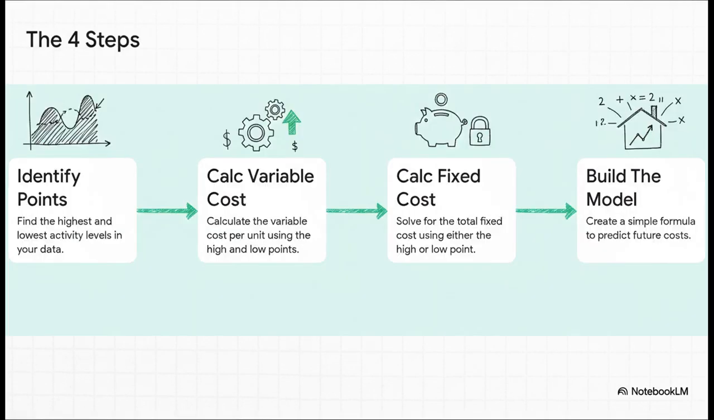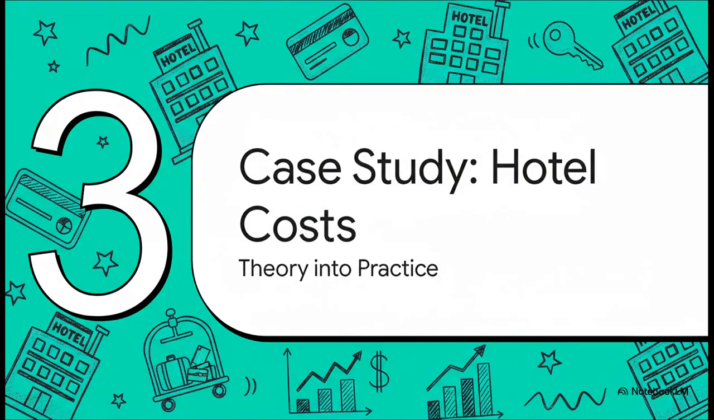And the process itself, it's beautifully simple. It really just breaks down into 4 easy steps. First, you find the highest and lowest points of activity. Second, use those 2 points to figure out the variable cost for each unit. Third, you calculate your total fixed cost. And finally, you wrap it all up in a neat little formula. That's it.